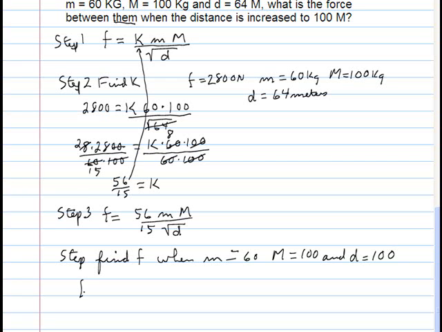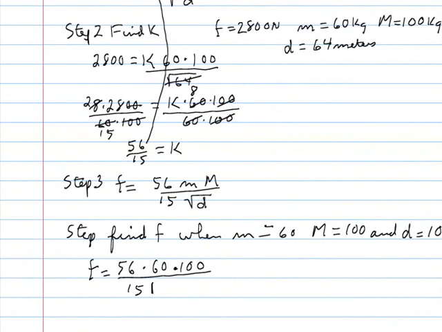So let's go ahead and plug in. F is equal to 56 times little m, which is 60, times big M, which is 100. All of that over 15 times the square root of D. That's the square root of 100, which is the same as 10. Well, now let's see. That opens up some possibilities. I could cancel this 10 with this 10, and that would leave me a 6. So that would make things a little bit easier to work with. What else could I do? I see a 5 here I could get rid of. But let's go ahead and do it over here so it doesn't get too crowded.